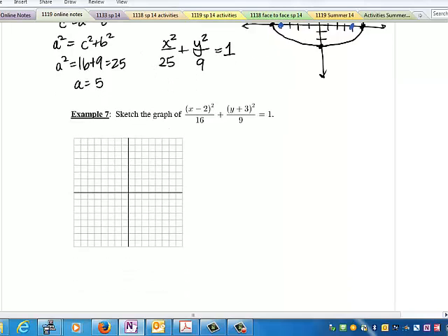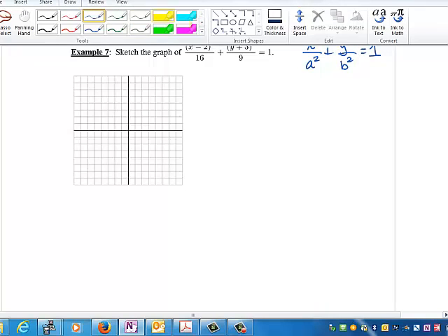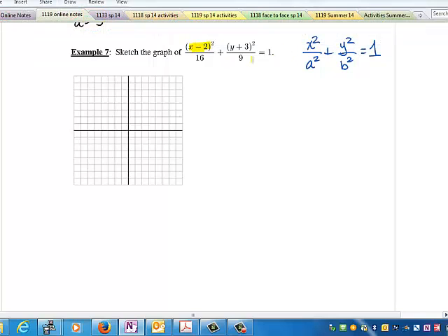Alright, so the next one is a little more interesting because the center is not 0, 0. What you want to remember is that our standard equation, if the center is 0, 0, looks like this. But the thing that's different here is that instead of an x in the parentheses squared, we have an x minus 2, and instead of just a y squared, we have a y plus 3. So if you remember back to circles and what the equation of a circle looks like for a center that's not 0, 0, that review would help.